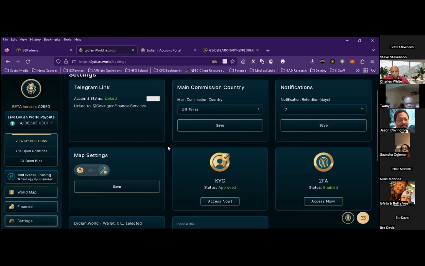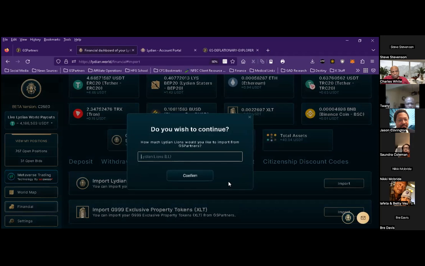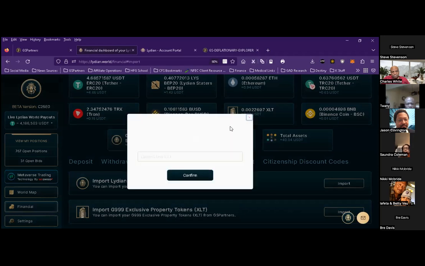Another reason is if you have been away for a long time and you were able to get Lydian citizenships beforehand, once you link those accounts, those citizenships will be brought over. Most people in this group that doesn't apply to, but it might have applied to one or two. That's why I said it. So in general, link those accounts so you'll have a direct account link with GS Partners so that you can do such things as importing your Lydian Lions from GS Partners. You can do that there.